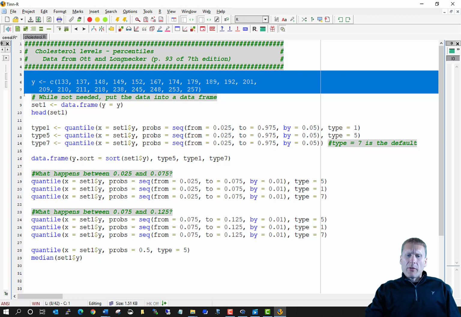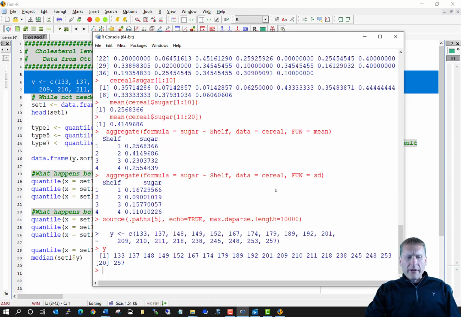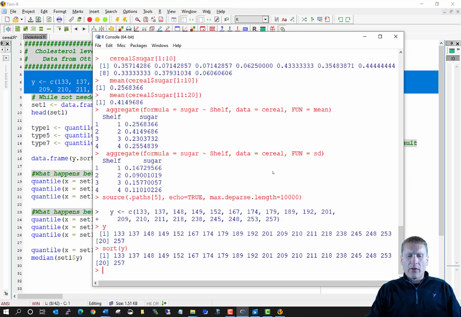The Y values are going to be cholesterol levels. And it just so happens I've already ordered them for us, so I've read them into an object called Y. If they were not ordered already, then you could simply use the sort function to order them.